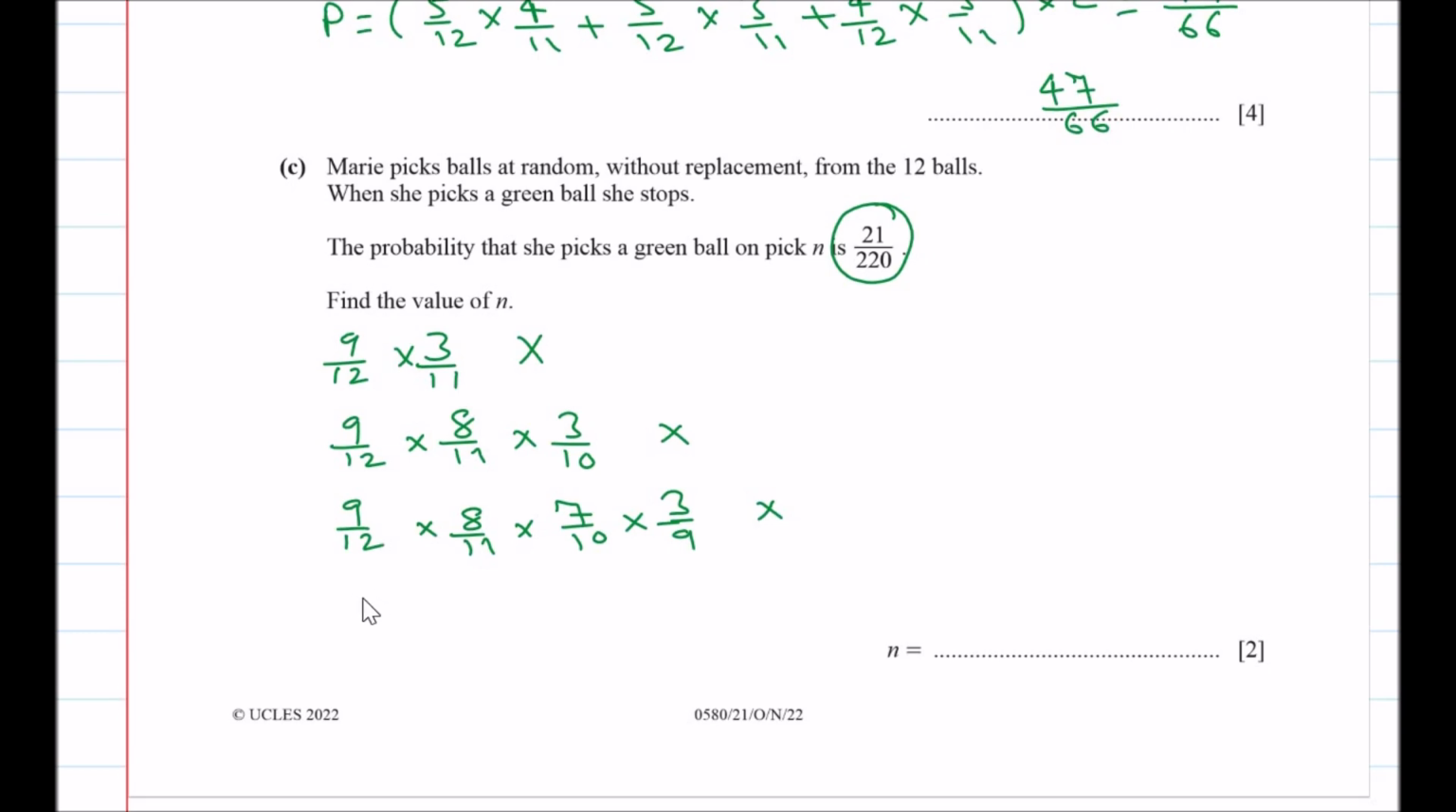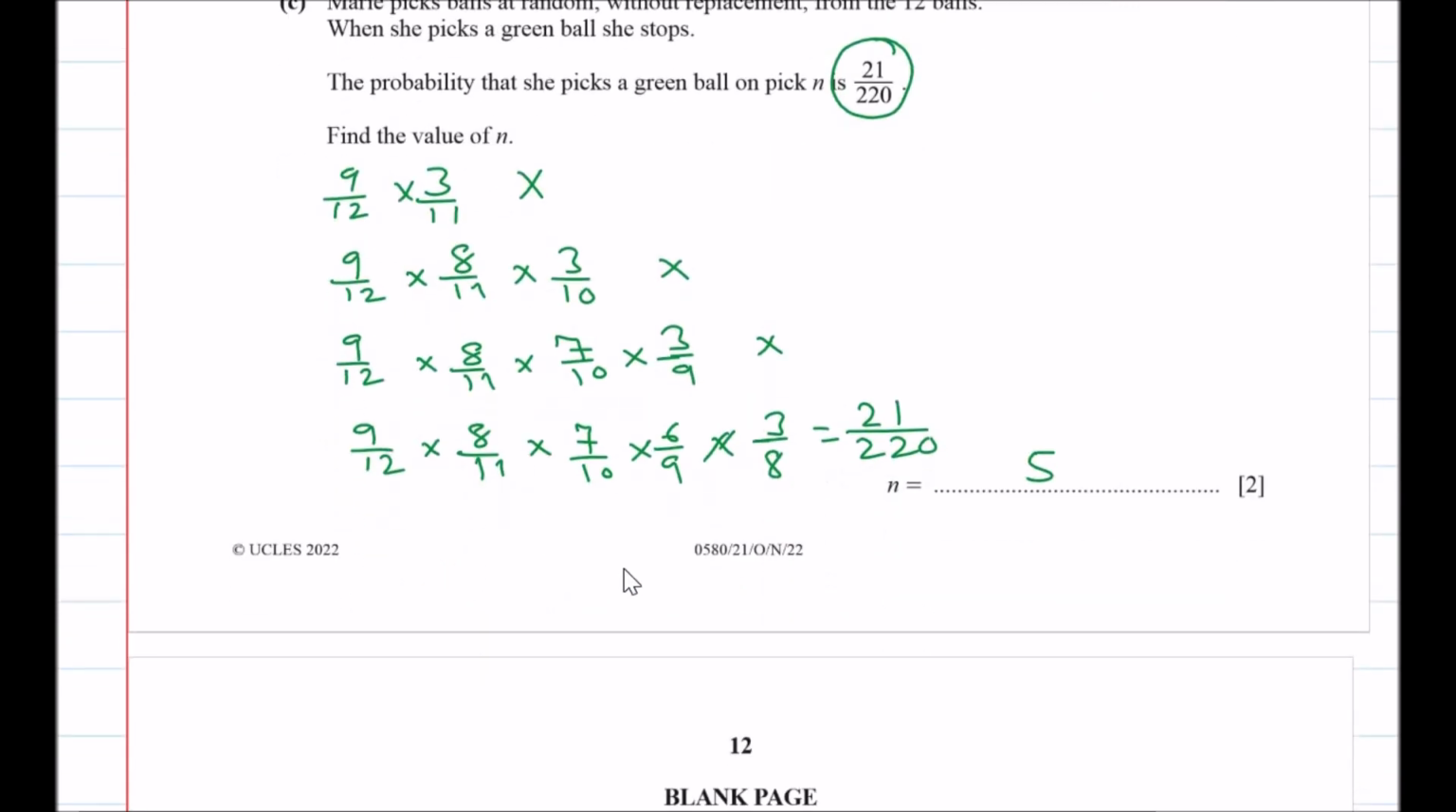But let's try the next one then. 9 by 12 into 8 by 11 into 7 by 10 into 6 by 9 into 3 by 8. Now if we multiply this all, this is giving us 21 by 220. Easily you can check with the calculator. So 1, 2, 3, 4, 5. In the fifth position 3 by 8. That means n equal to 5. So this is the answer for this question.